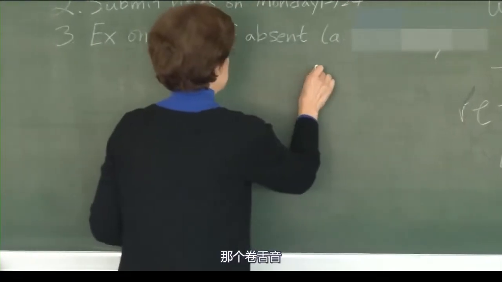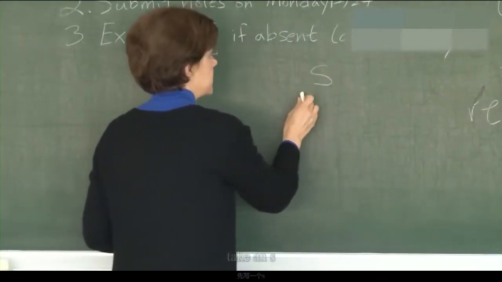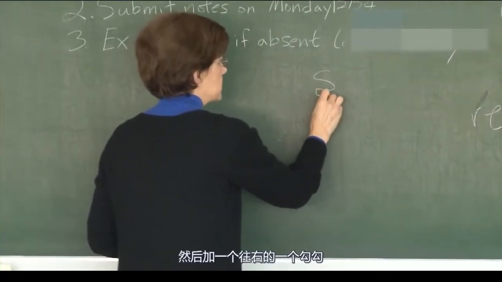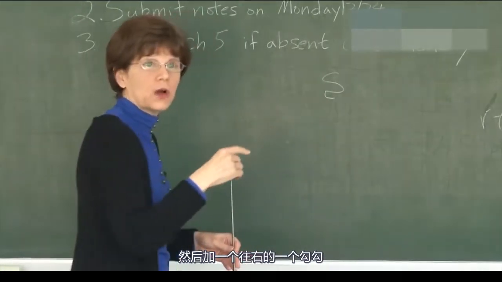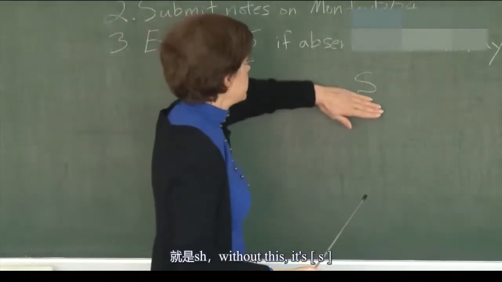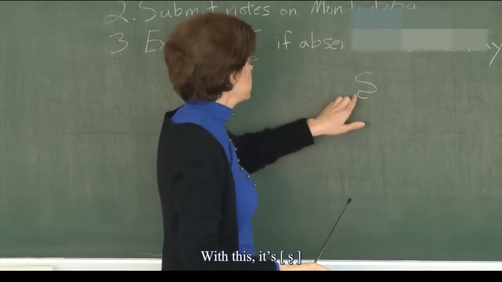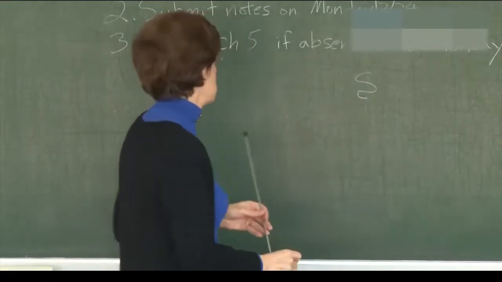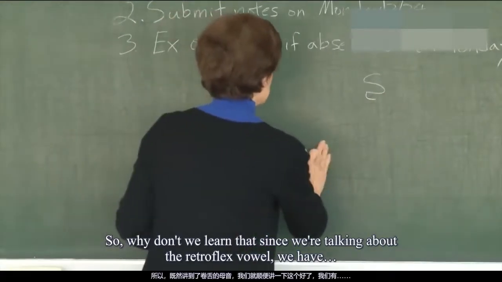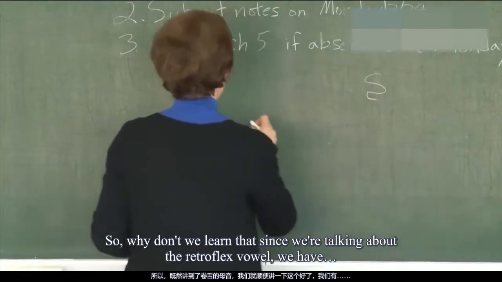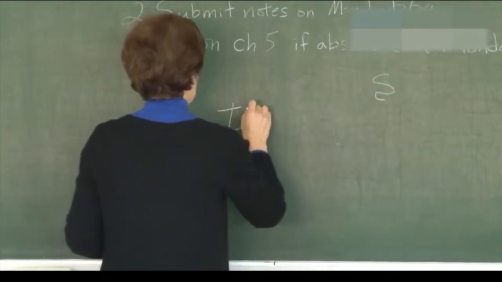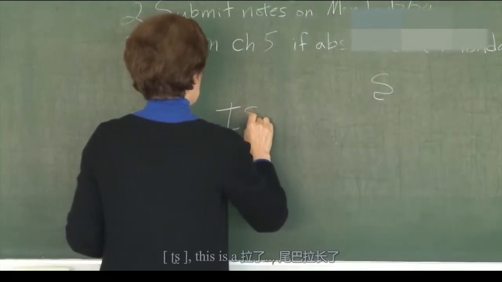那个卷舌音 it's kind of in the dark here. Take an S, 然后加一个往右的一个勾勾，就是 sh. Without this, it's s. With this, it's sh. So why don't we learn that? Since we're talking about the retroflex vowel, we have zh.